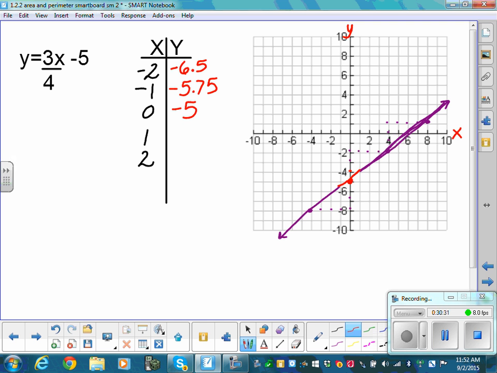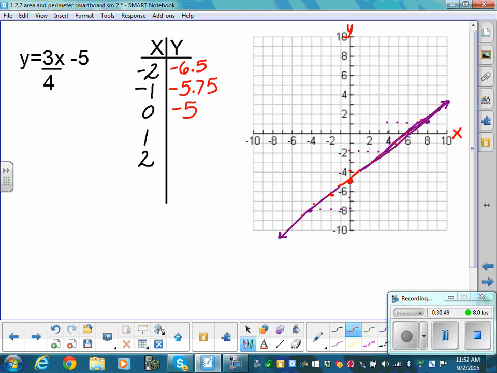Now we could have kept plotting these points. We could have gone -2, -6.5. So we could have gone back to -2 and down to 6.5 and put a point there. And we could have kept doing this, and eventually, when we plug in all these values, we would have figured out what our line looks like.